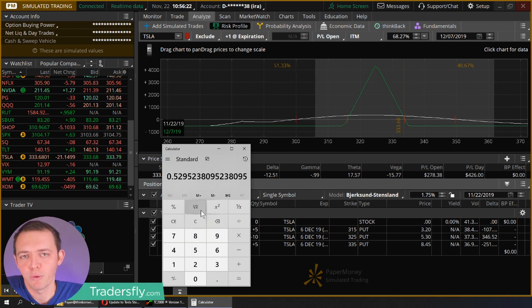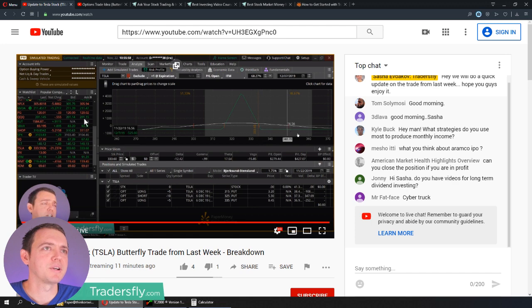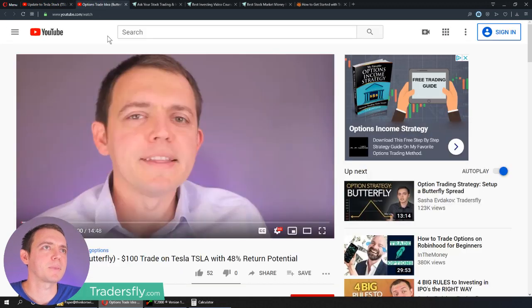So I was shooting for 48. In this trade example, we're looking at 48 return potential, and we got 52. So I was off a few percent. So truly apologize, but hey, that's the best I could do.